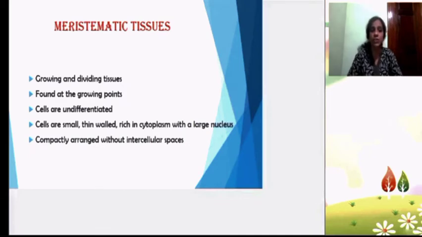What are meristematic tissues? These meristematic tissues are growing and dividing tissues. So, these meristematic tissues will be found at the growing tips of the plant. That means they can be found at the shoot tip, either axillary bud or terminal bud. Also, they can be seen at the shoot apex. These meristematic cells are undifferentiated cells, so we cannot differentiate these cells into different categories. These meristematic cells are small, thin-walled, and rich in cytoplasm with a large nucleus. These meristematic tissues are compactly arranged without intercellular spaces.